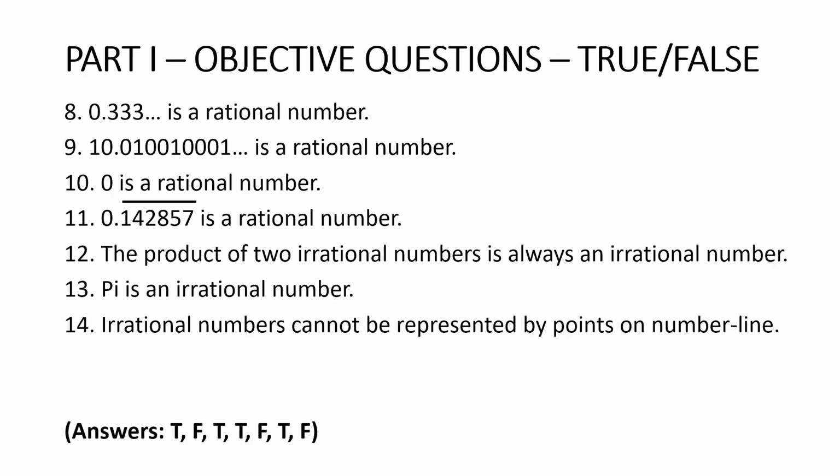Statement 8. 0.333 repeating is a rational number. This statement is true. Why? Because the decimal representation is over here non-terminating and repeating type. So it is a rational number.